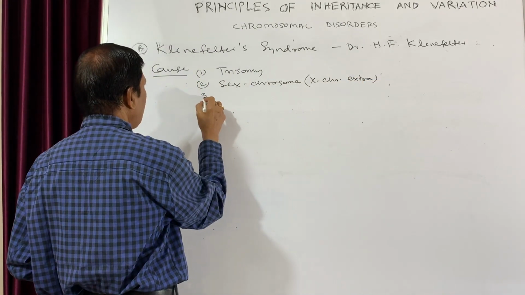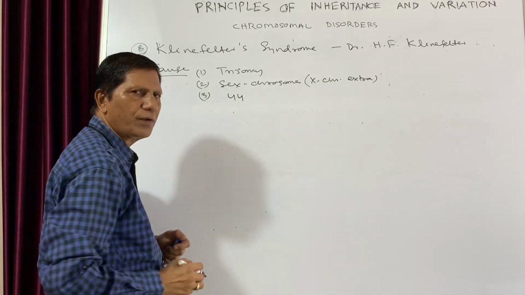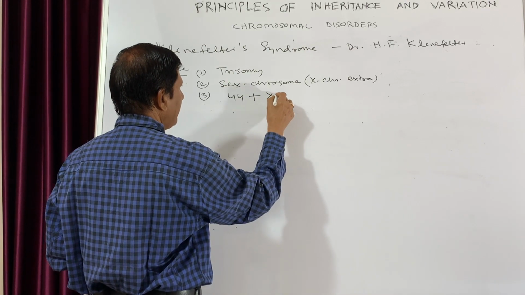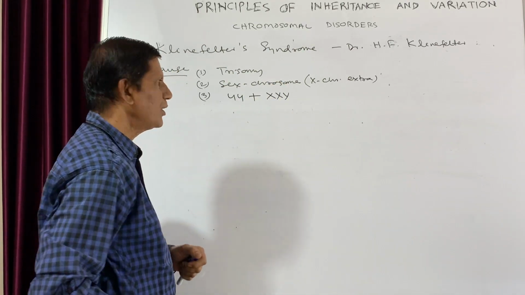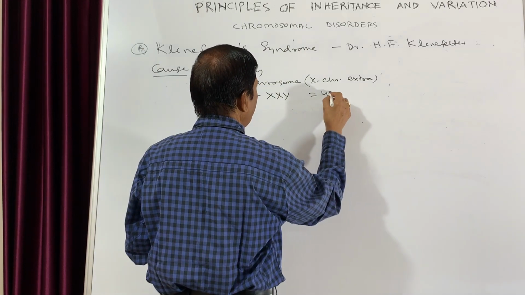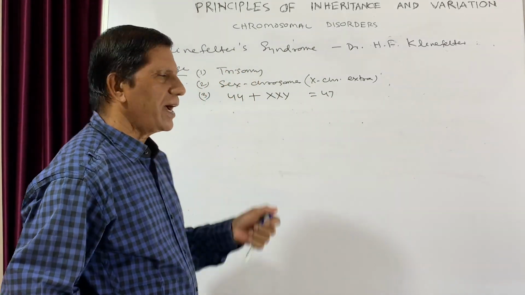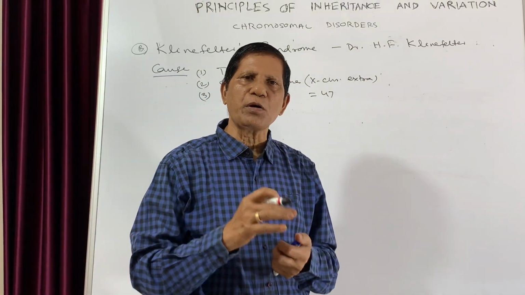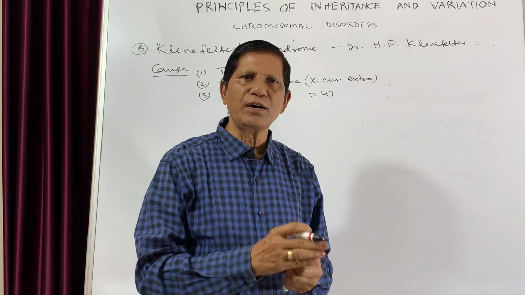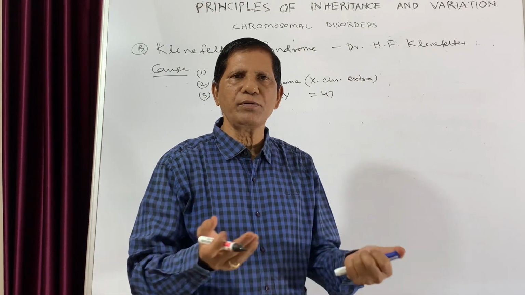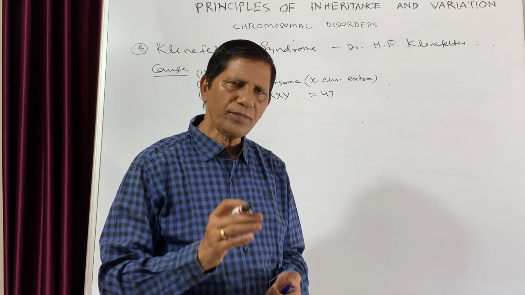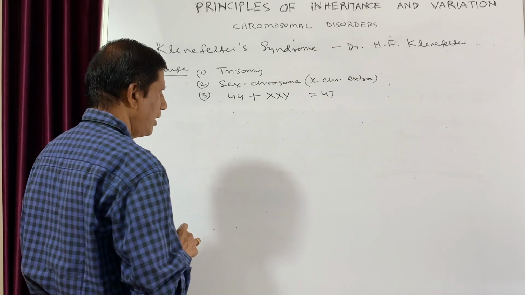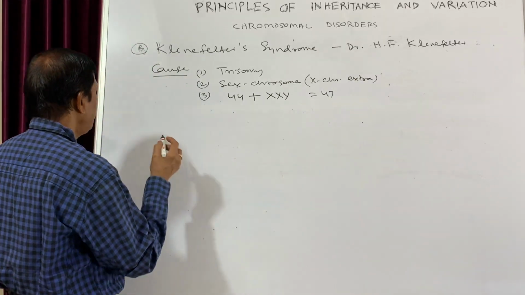So in this case, what will happen? There will be 44 autosomes, and the sex chromosomes will be X, X, and Y, so that 44 plus 3 comes to 47. Then you may ask, how does it happen? Usually it happens again during spermatogenesis in case of males and oogenesis in females. It may happen during meiosis 1 or meiosis 2. Let us give some examples of how it actually takes place due to non-disjunction.